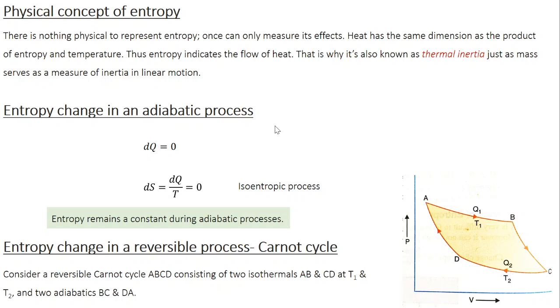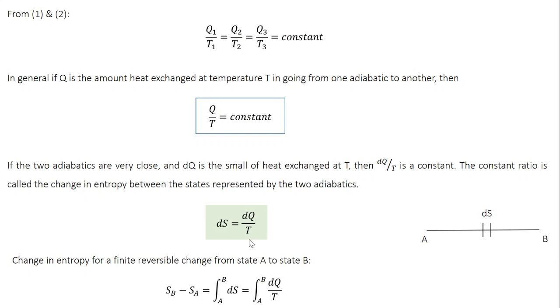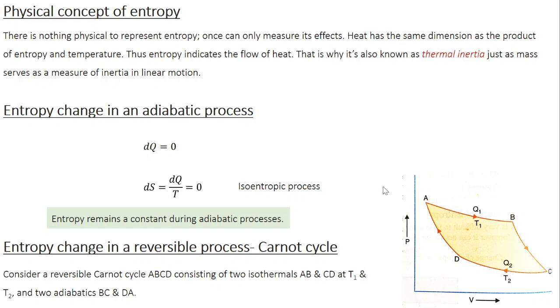What is the physical meaning of entropy? Unfortunately, there is nothing physical to represent entropy. One can only measure its effects. Now, if you look at this equation, dS equals dQ by T, or you can write dQ equals TdS. So heat has the same dimension as the product of temperature and entropy, right? Thus you can conclude that entropy is related to the flow of heat.